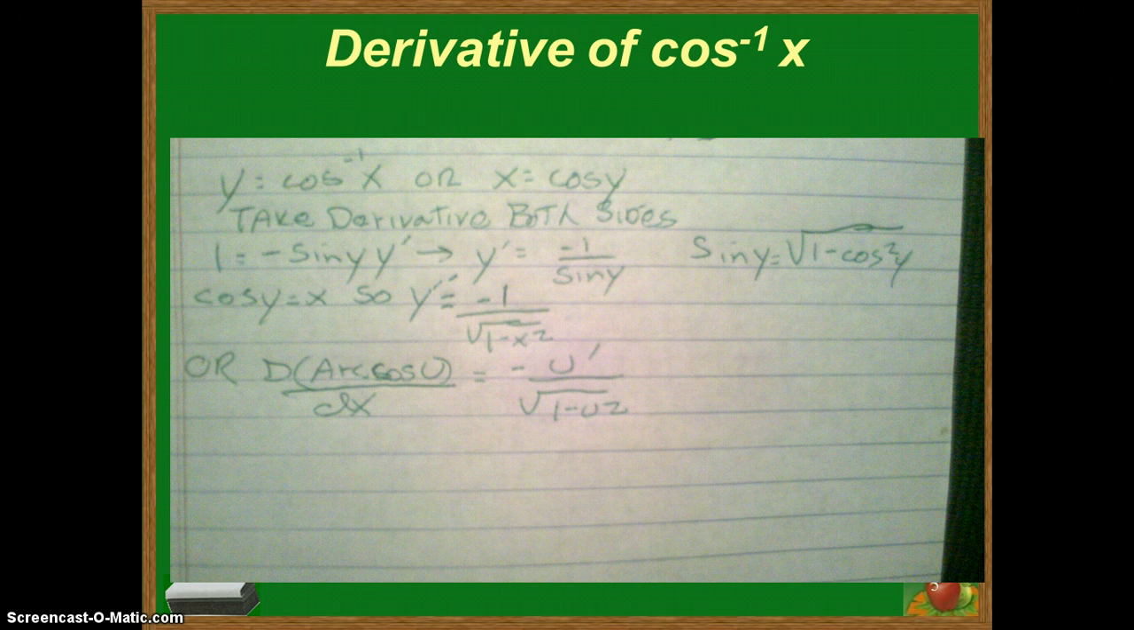Exactly the same as the derivative for arc sine, except it's negative. If there is a composite function u of x, then the derivative of the arc cosine of u with respect to x is simply negative u prime, derivative of the inside function, over the square root of 1 minus u squared, I'm sorry.